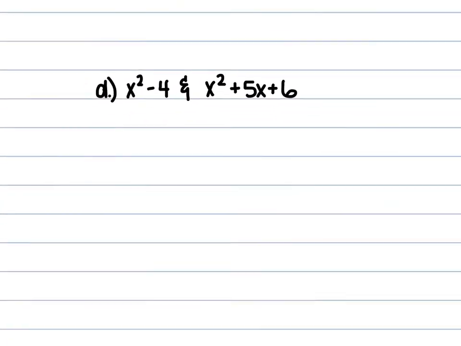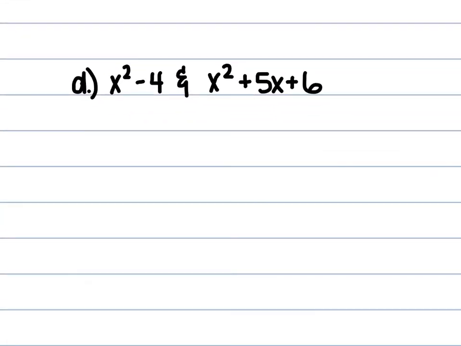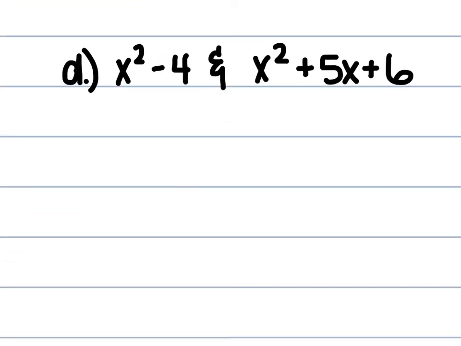Okay, let's move on to D here. We've got x squared minus 4 and x squared plus 5x plus 6. Well, the first one's a difference of 2 squares. Good. What is that going to break down into? X minus 2, x plus 2.